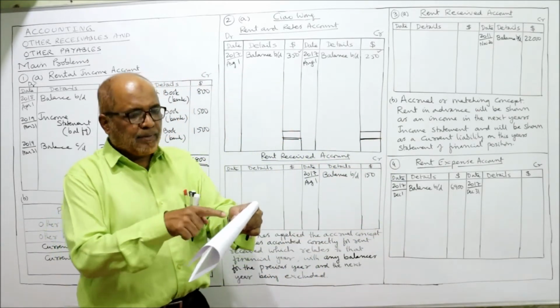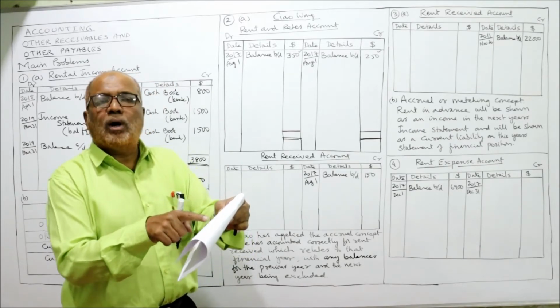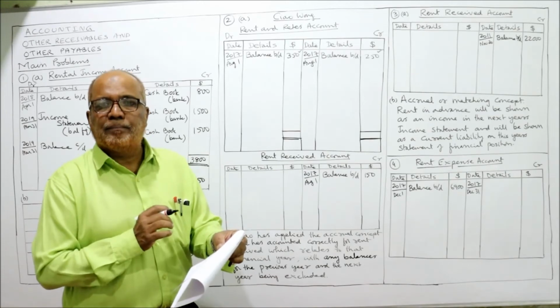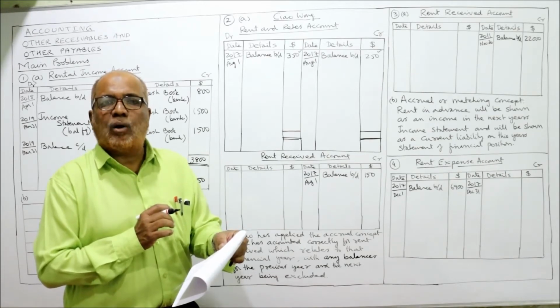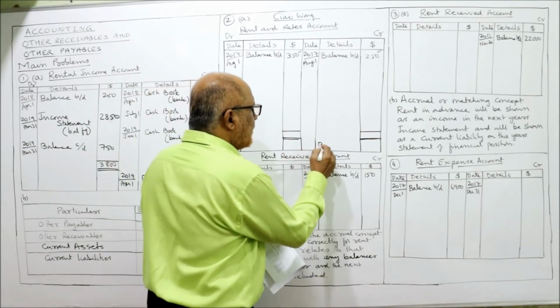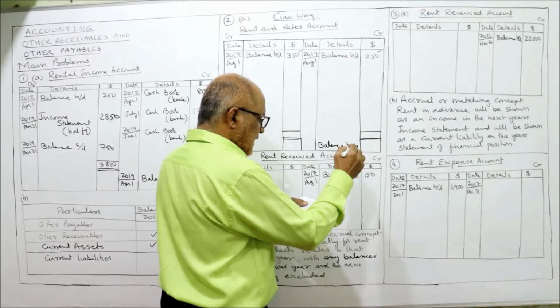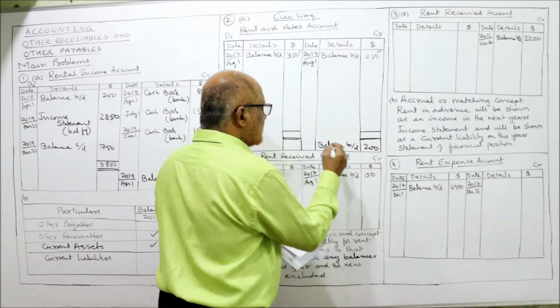Now at the end of the year, 31st July 2018, rates are 200 in arrear. In arrear means outstanding. It's a liability. So here I will write down balance brought down. How much is in arrear? 200. This is the last grade.